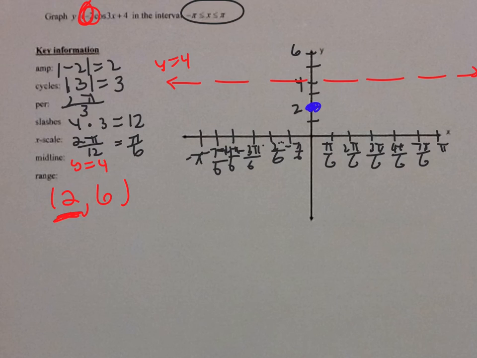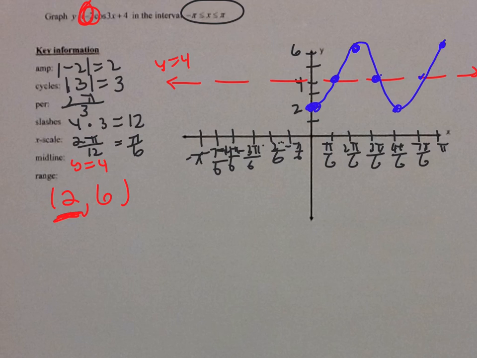All right, so if I'm at my min now, I have to start going up to my max. So I'm going to hit 4. Go up to my max at 6. Go back down, hit 4. Down to my min, back up to 4, and then back up to 6 at pi. So this is what the right side will look like. All right, now on to the left side.